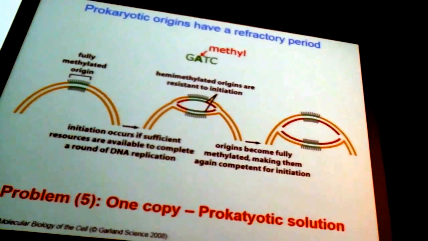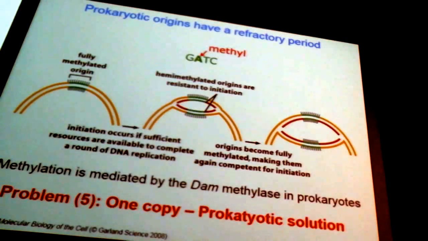DNA. And that is through the methylation of an A base in a GATC motif, which is shown in green here. Okay? Usually it is kept methylated by an enzyme called DAM methylase, where it's deoxyadenosine methylase, so DAM itself is a methylase. And that keeps the origin fully methylated.